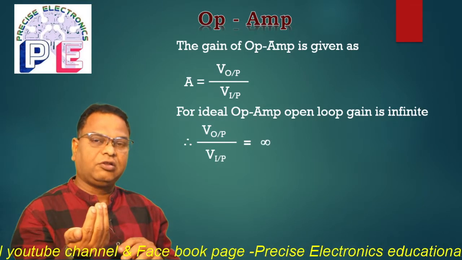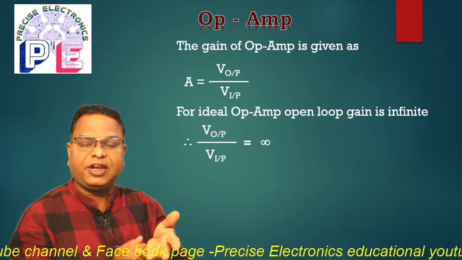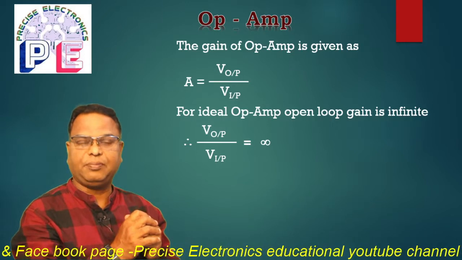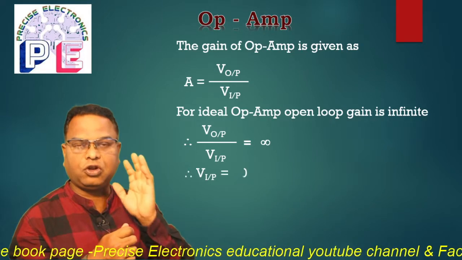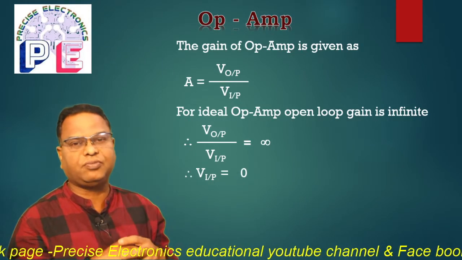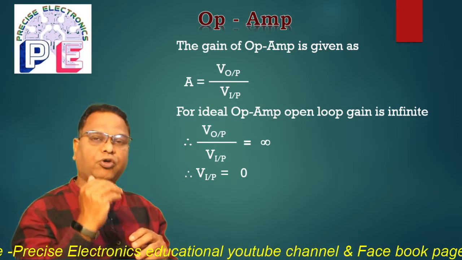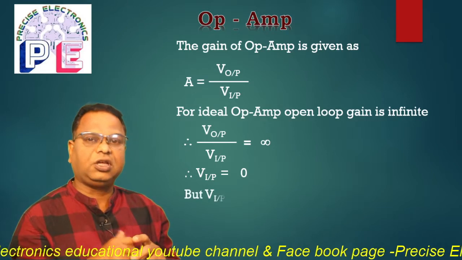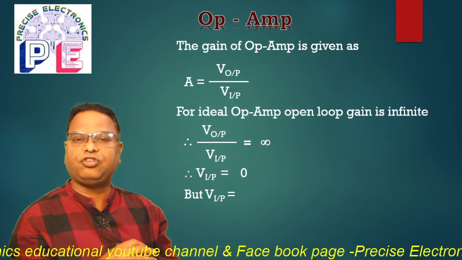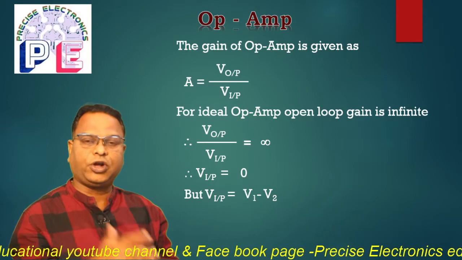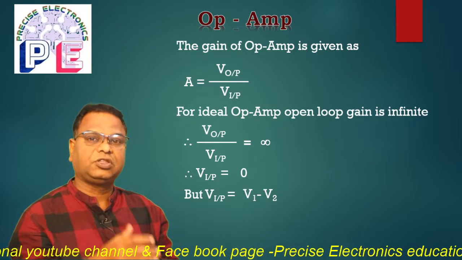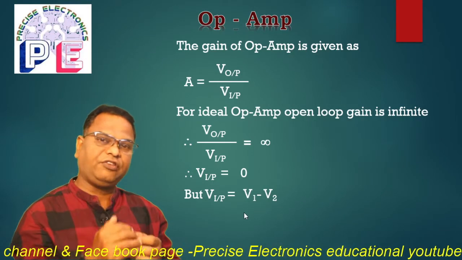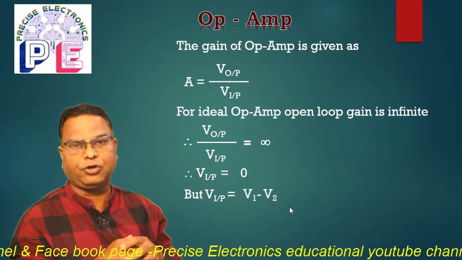So obviously, the gain becomes infinity when input potential becomes 0. That means when V input is equal to 0, then V output upon V input will be infinite. But friends, in this case, the differential mode is used. So what is the actual input potential? That is the difference of input signals, that is V1 and V2. So V input is equal to V1 minus V2.